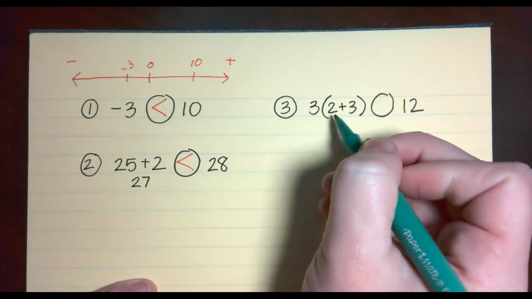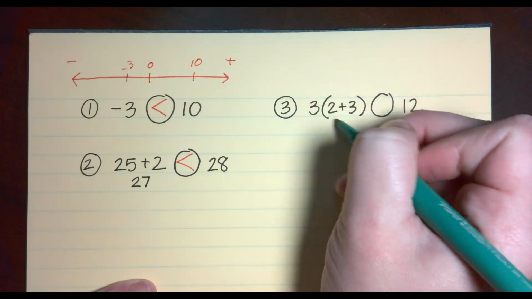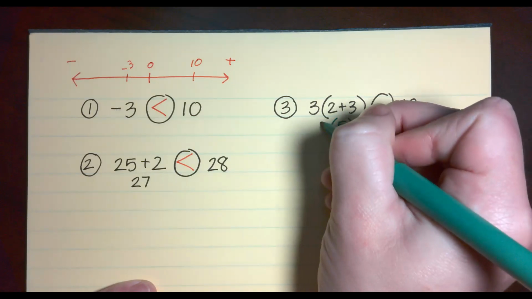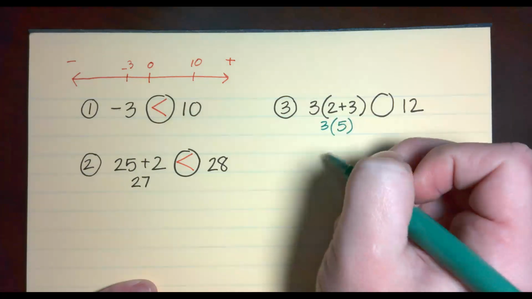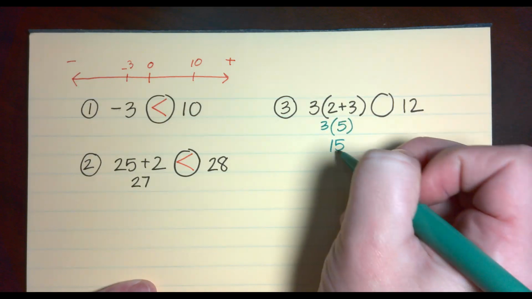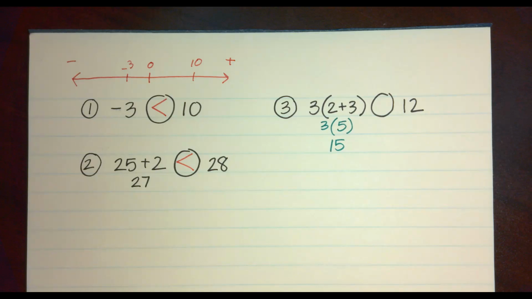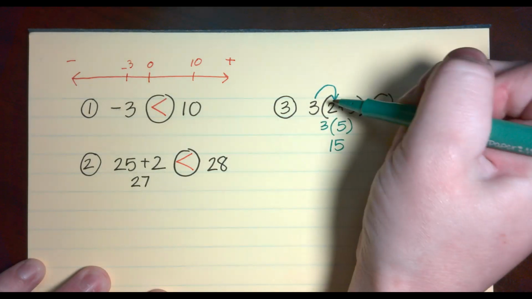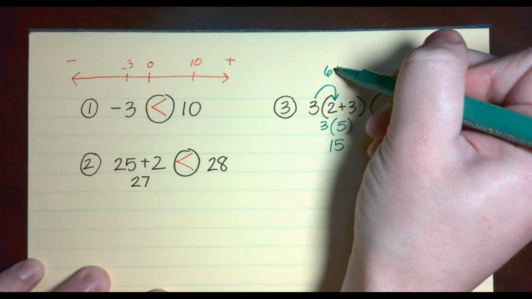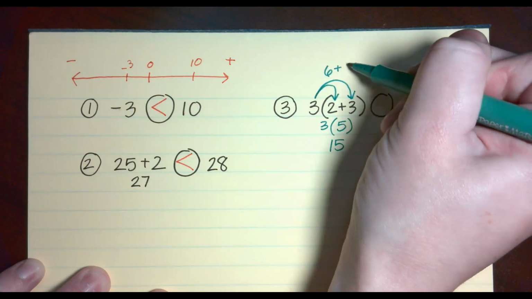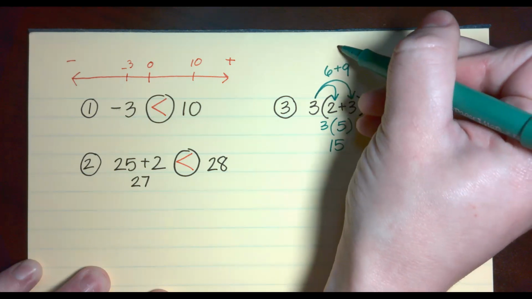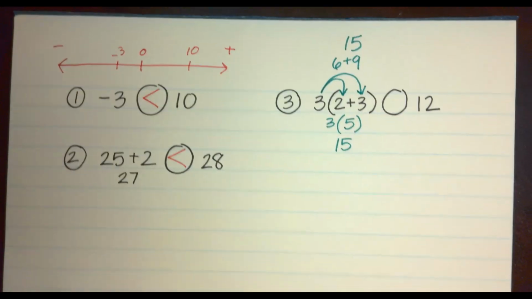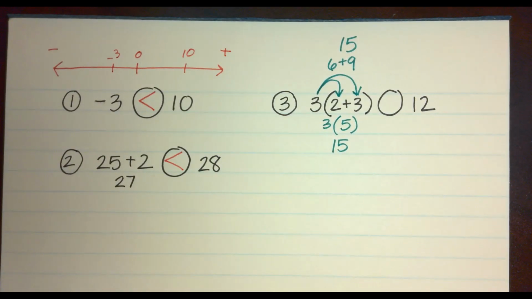Yeah, perfect. So what Lewis said he did is he just did what was in parentheses first, which is 2 plus 3, and that's 5. And did that times 3. And 3 times 5 is 15. So now you can compare 15 and 12. I heard somebody else say a different way. How else could you do this? You could distribute. I could do 3 times 2, which is 6. Plus 3 times 3, which is 9, and 6 plus 9 is also 15. So it works no matter how you do it. Both ways work.